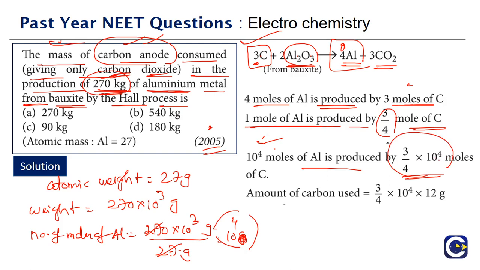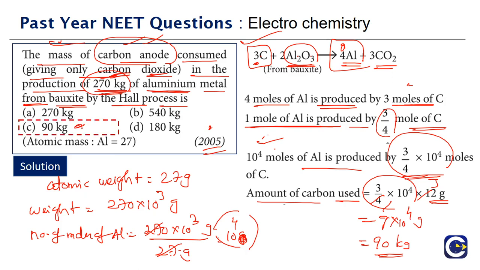And we know the carbon atomic mass is 12 grams. So what will be the amount of carbon? 3 by 4 into 10 power 4 moles, each mole 12 grams, so we multiply the number of moles by the atomic weight. 4 ones are 4, 4 threes are 12, so totally it is 9 into 10 power 4 grams, which is 90 kg. 9 into 10 power 4 means we can write it as 90 into 10 power 3 grams. In terms of kilograms, because all the options are given in kilograms, 90 kg is going to be the answer. So if we have the reduction equation, then we will be able to easily answer this.